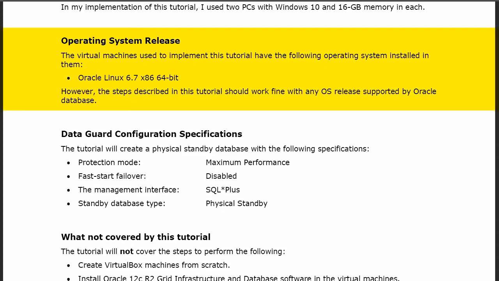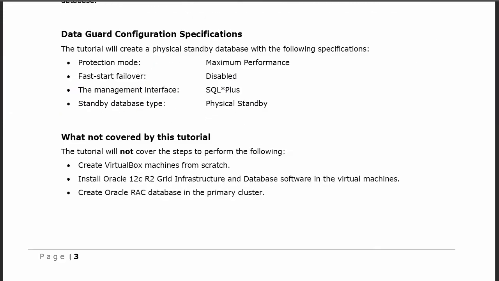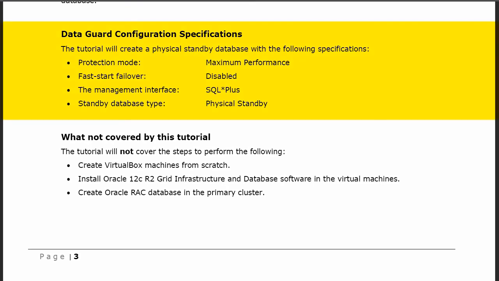The operating system that I use to do this demonstration is Oracle Linux 6.7 64-bit. This demonstration is building up a Data Guard configuration with the following specifications. The protection mode is maximum performance, the fast start failover is disabled, the management interface is the SQL*Plus utility, and the standby database type will be physical standby.